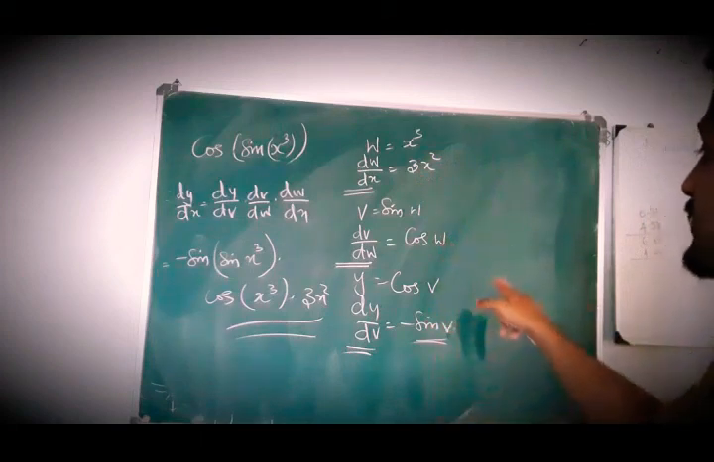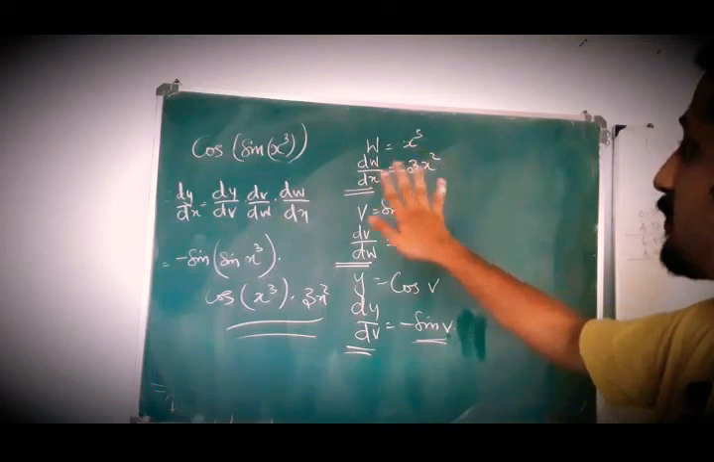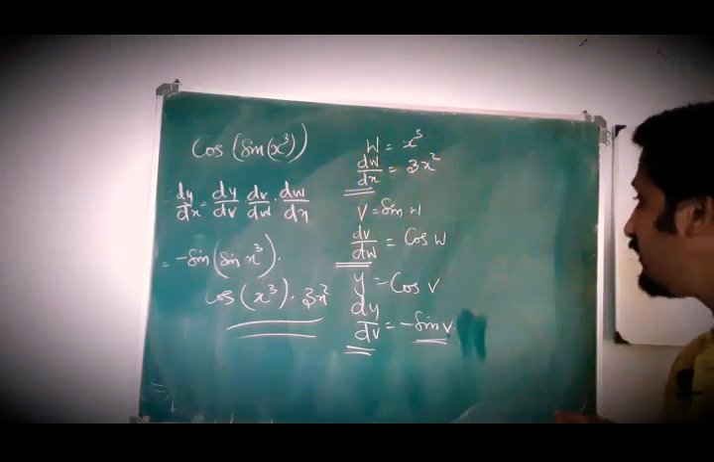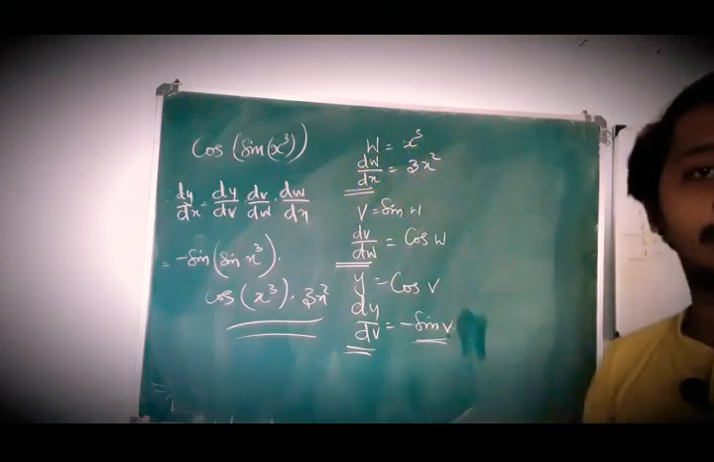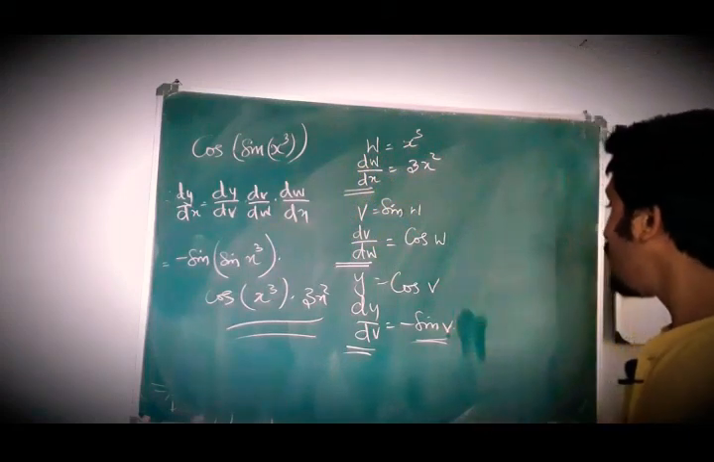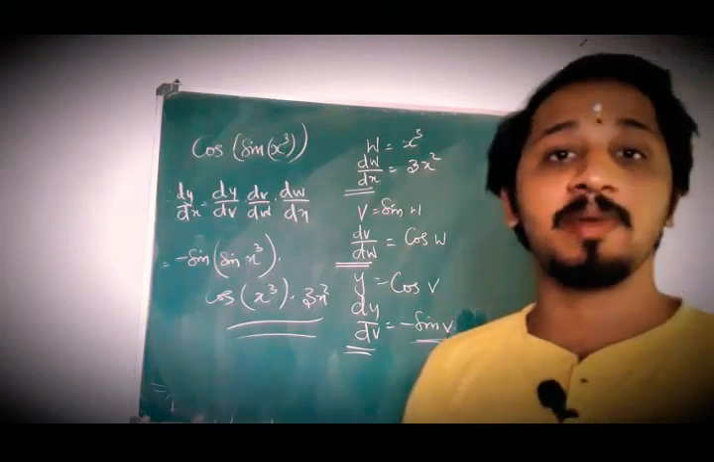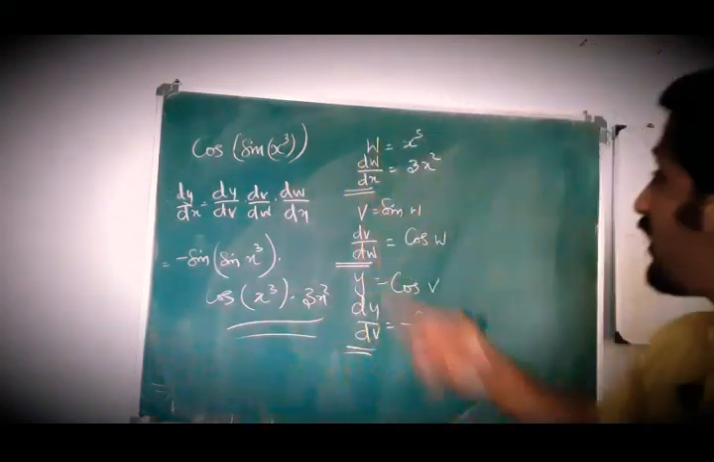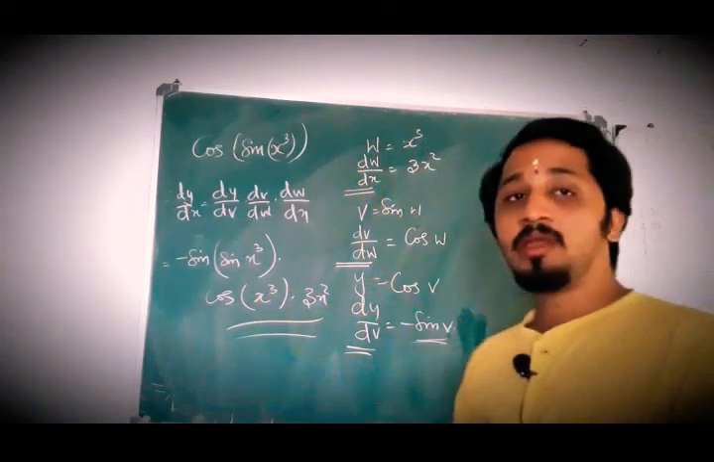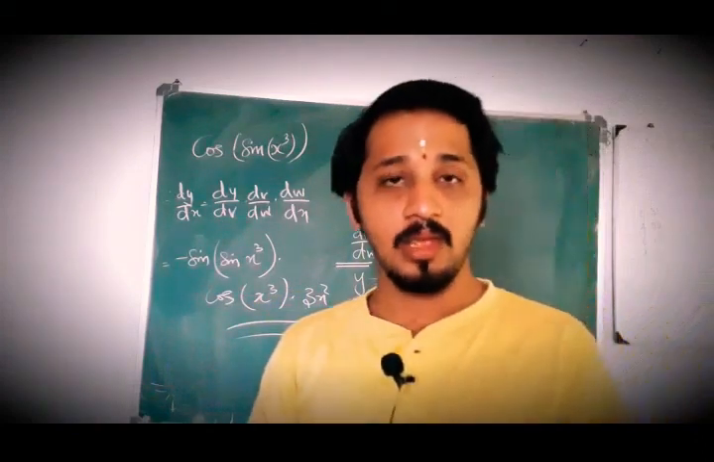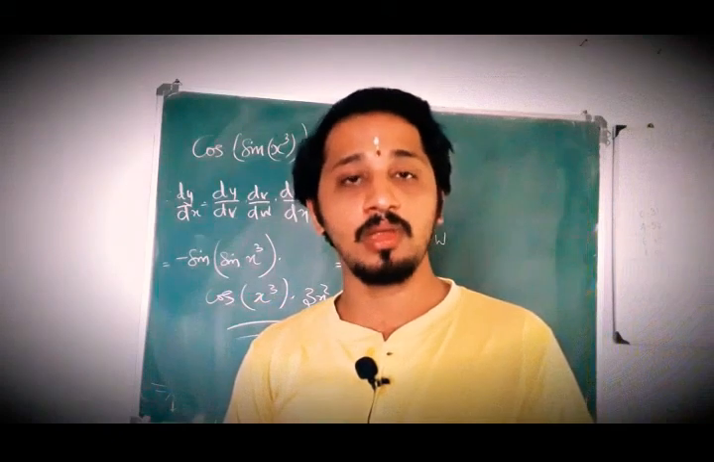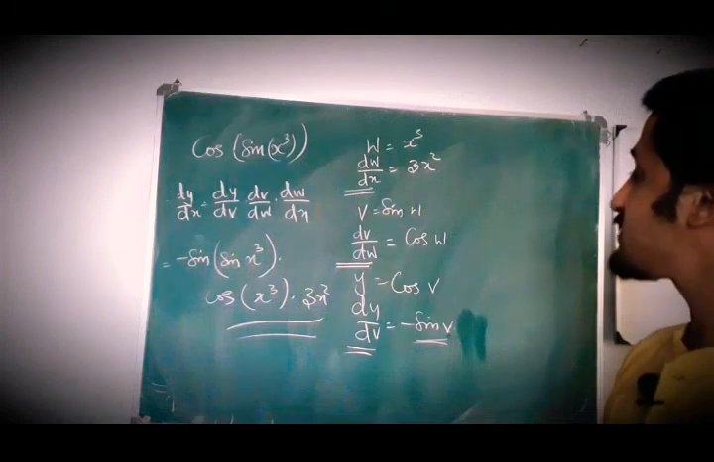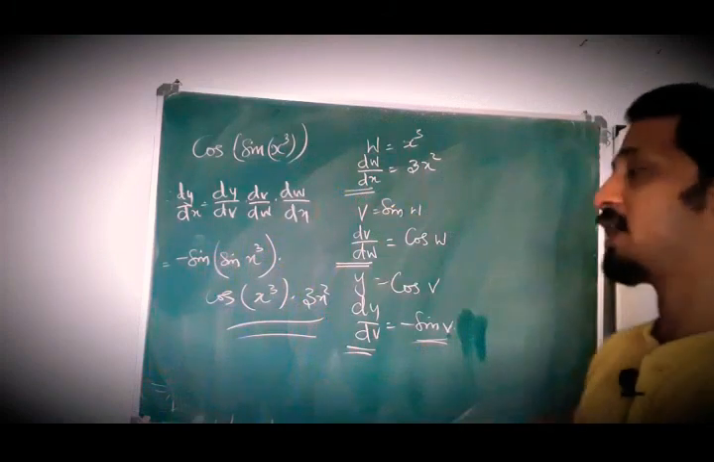Then I am going to consider y is equal to cos v. That means the entire sin of x cube has been considered as v, so y is equal to cos v. Differentiating with respect to v, dy by dv is nothing but minus sin v. After substituting into dy by dx is equal to dy by dv into dv by dw into dw by dx, that is the answer: minus sin of sin x cube into cos x cube into 3x square.